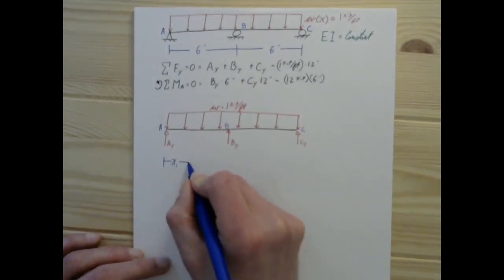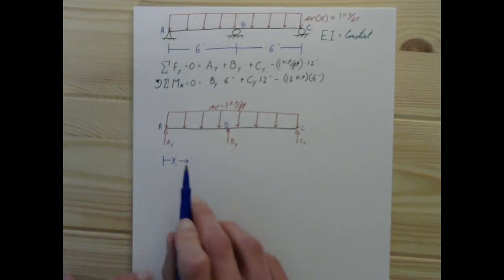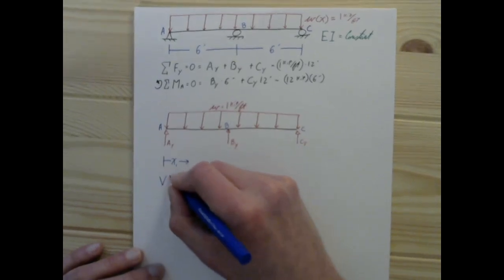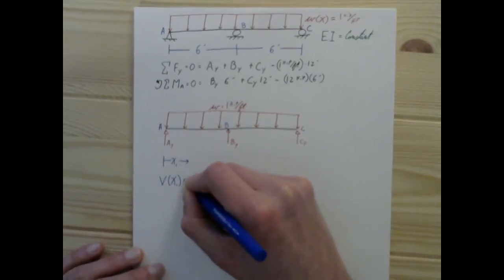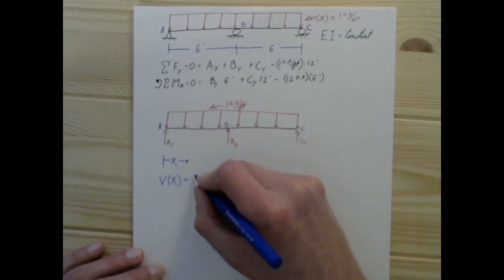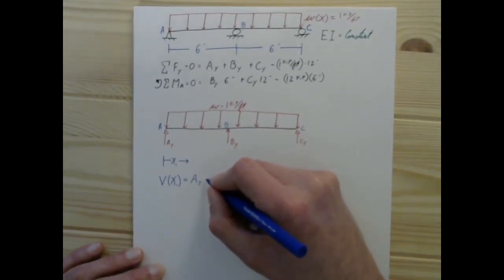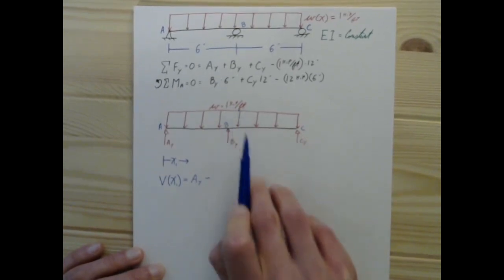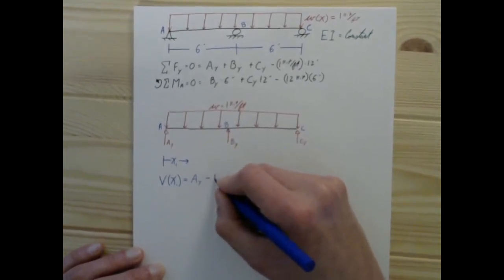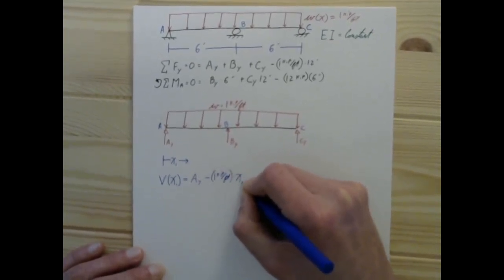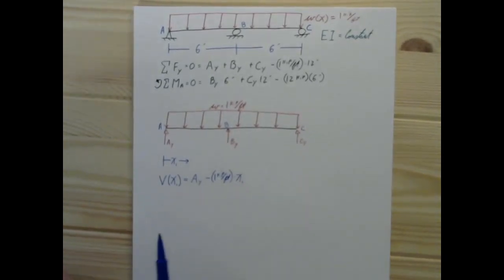So if we start moving from, let's call that x1, if we start at AY and progress from A towards B and C, we're going to have the shear as a function of x1. Well, that's just going to be AY, that's a constant, don't know what it is, minus our distributed load, 1 kip per foot, times x1. That's just the integral of this, which is -1. We can do that in our heads.